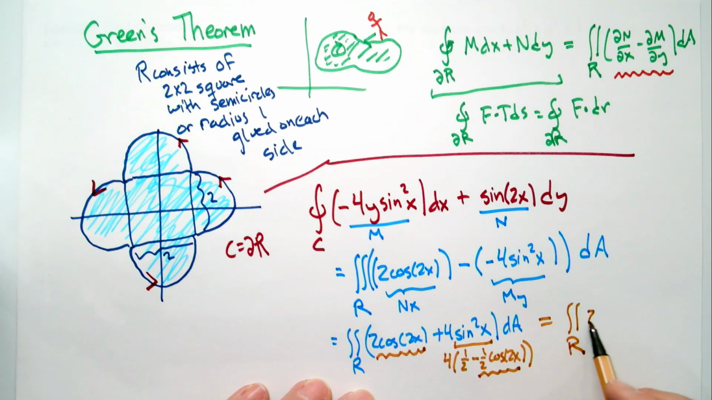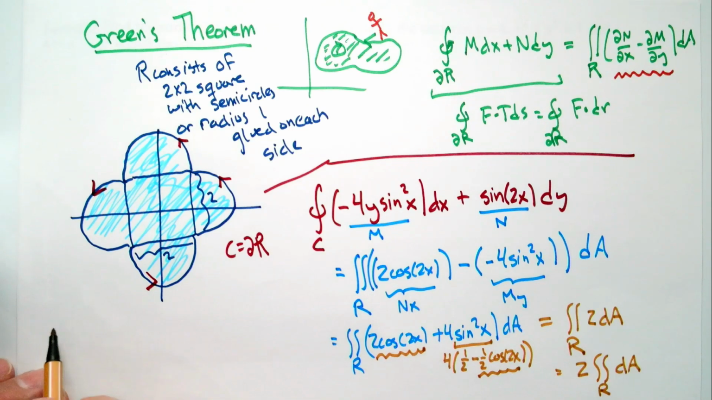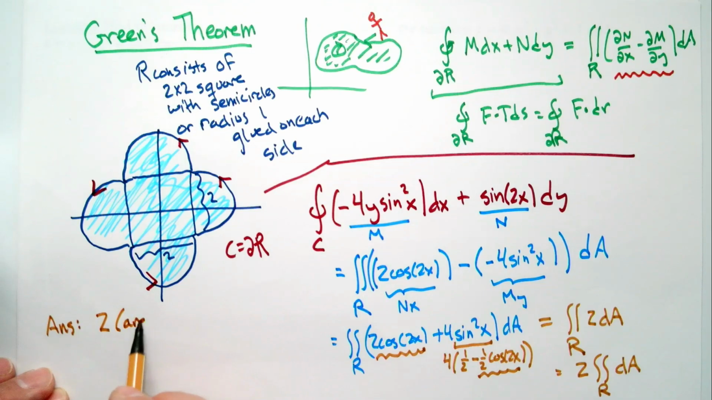It's almost as if we wanted something great to happen, because we did. In this case, the cosines disappear, and you're integrating 2. Well, integrating 2 is the same as saying twice what you get when you integrate 1. Well, what do you get when you integrate 1? You get area. So our answer is going to be twice whatever the area is.